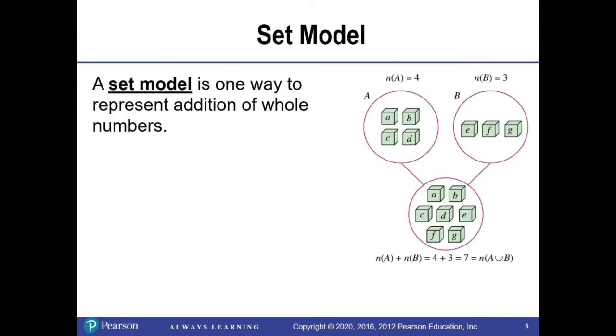The first model that we have for addition is called the set model. We talked about sets in the last chapter. In the set model, we're putting 2 sets together. Now, one thing we need to watch out for is our sets have to be what we call disjoint. We can't have any overlap between our 2 sets.